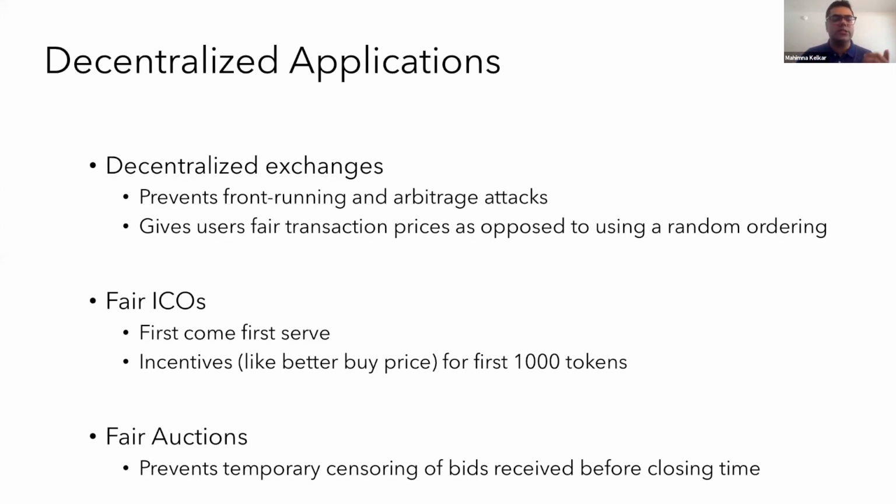So I talked about decentralized exchanges and how front running. We have very little time, so it would be great if you can wrap up. Okay. Just the last slide.